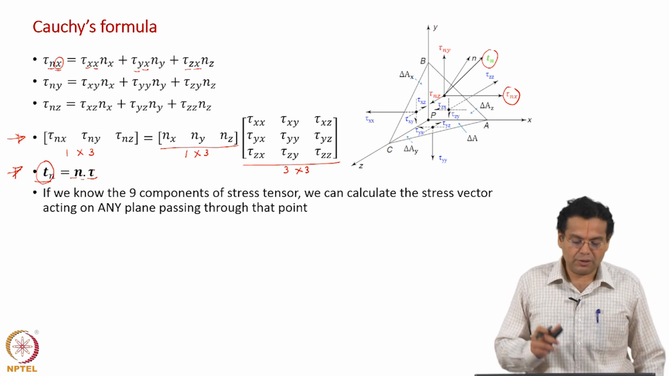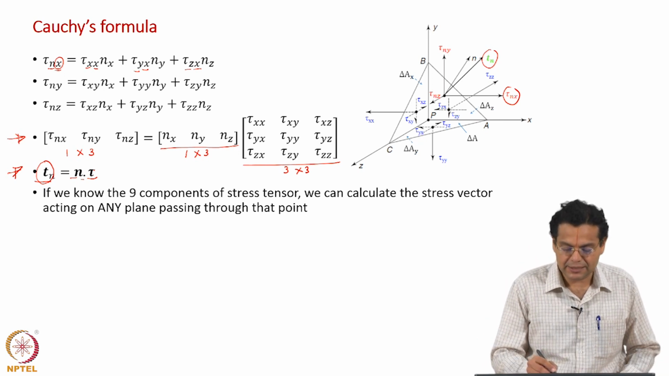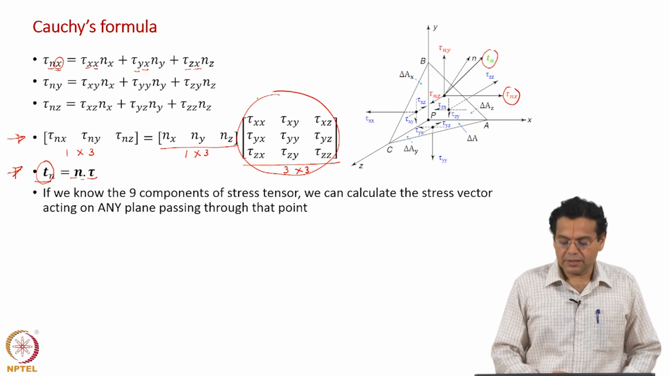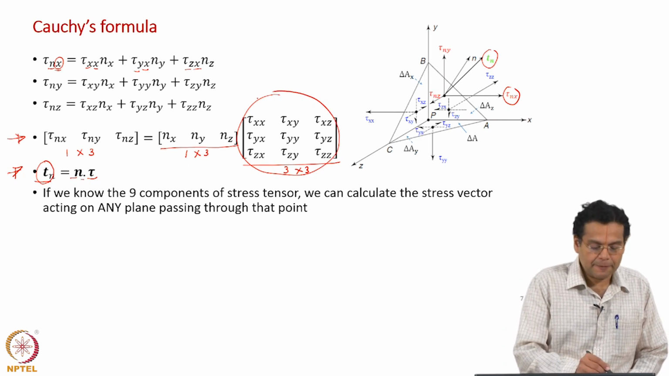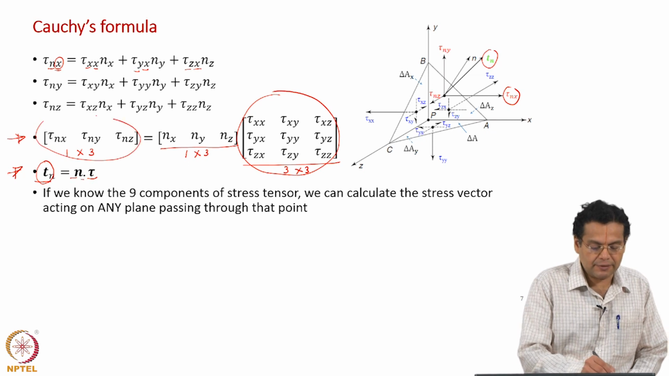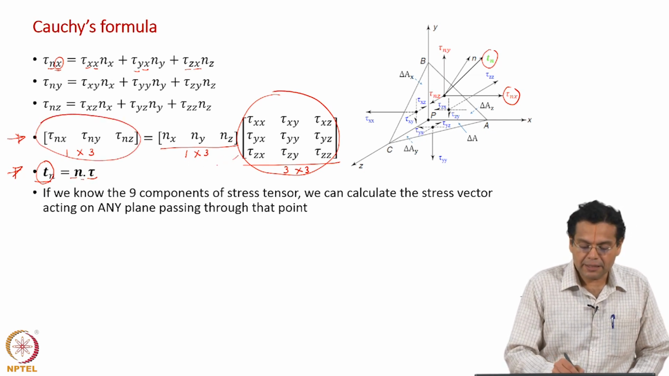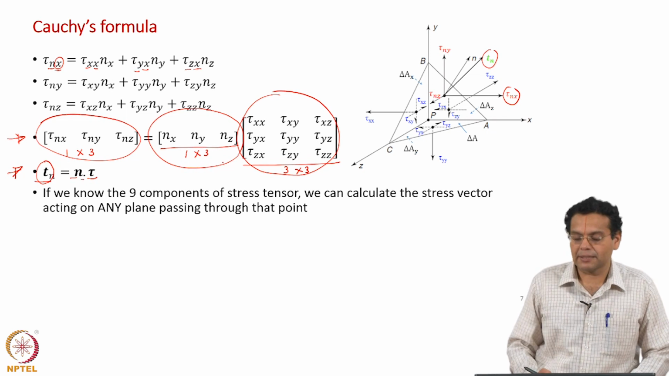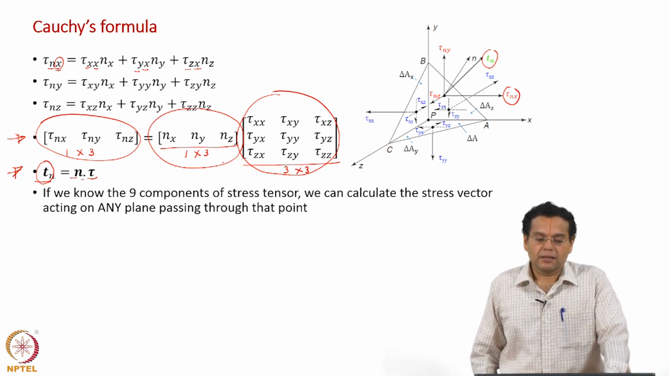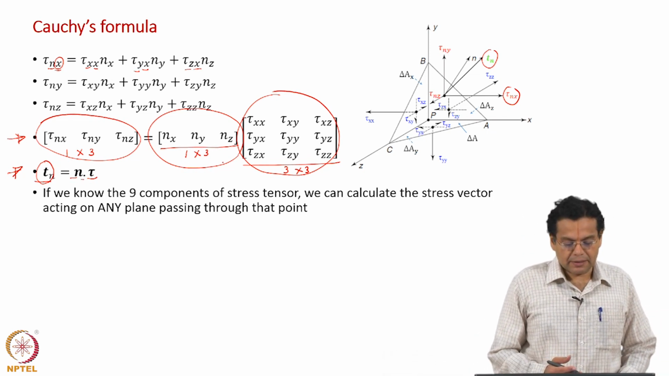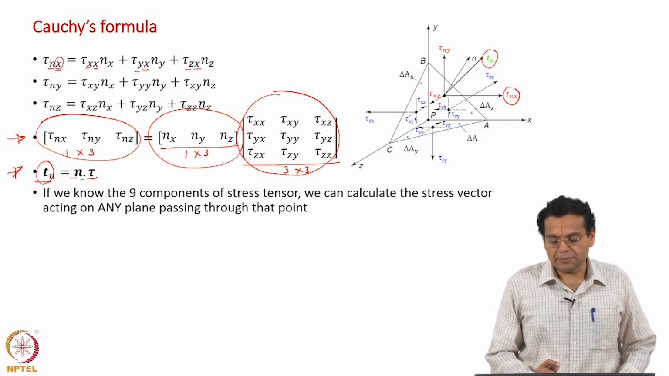So, if you know the 9 components of the stress tensor, what are the 9 components? These are the 9 components. We can calculate the stress vector, these are the 3 components of the stress vector on any plane, because any plane is described by the components of the normal vector to it, and so this is a relationship which we are seeking.